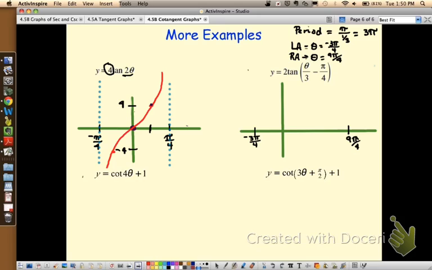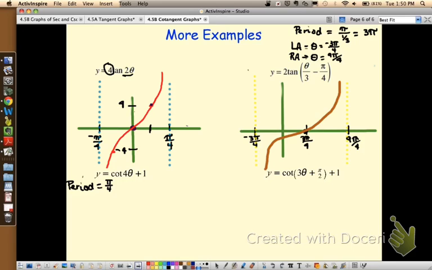Again, these numbers should look familiar. Halfway in between those 2 points is 3 pi over 4. And we can put our asymptotes up and draw the curve. Alright, so let's move on and take a look at the cotangent.